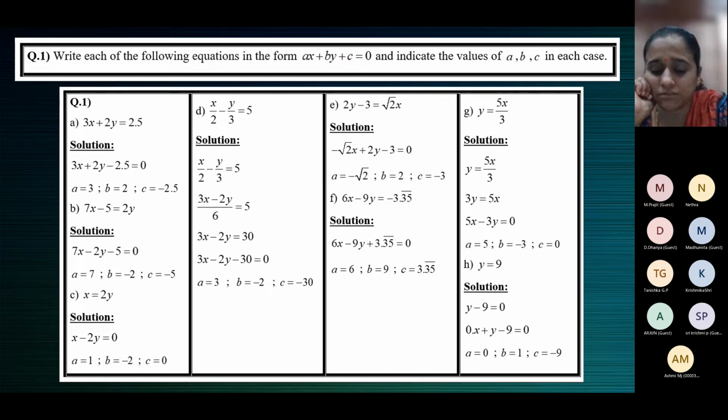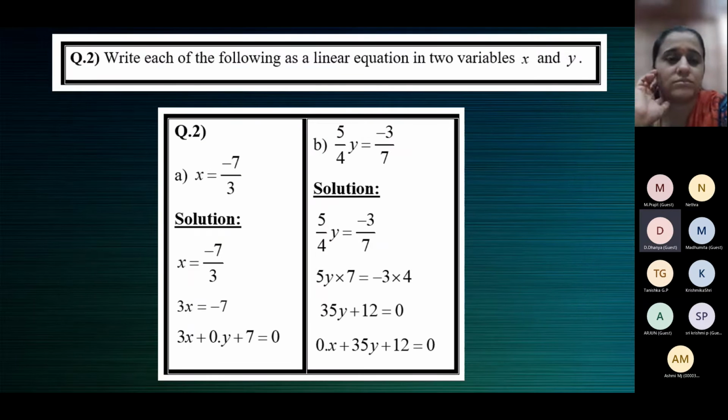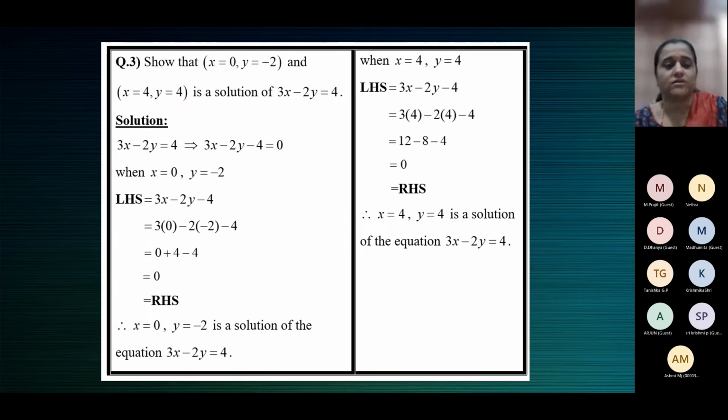Done? Took a screenshot? Yes, ma'am. All right. Again, take a screenshot: write each of the following as a linear equation in two variables x and y. You can do this by yourself. Take a picture. Taken, ma'am. All right.